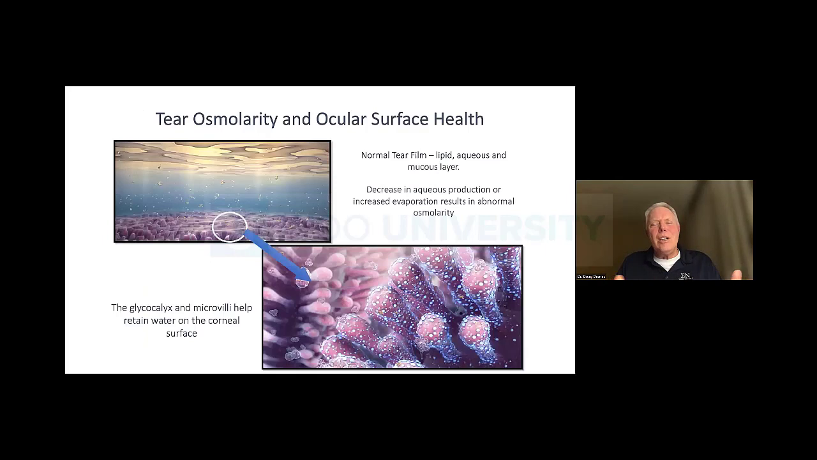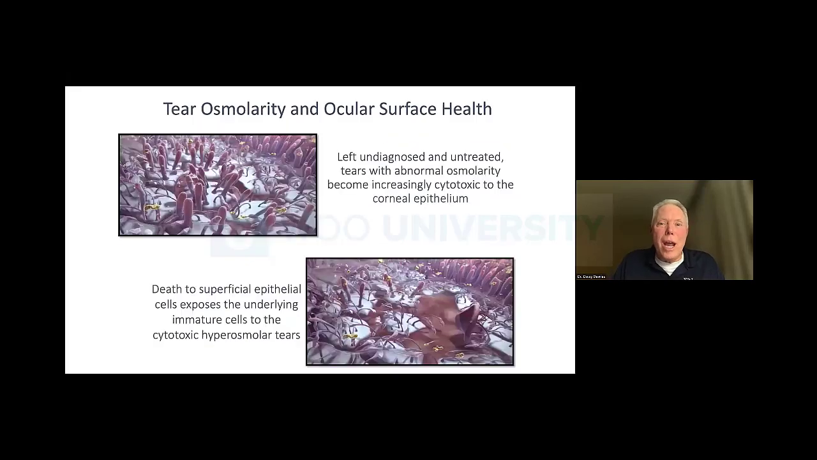So when we look at tear osmolarity, what is the big deal about it? What happens when we get hyperosmolar tears? We have this glycocalyx mixture in the microvilli, and what that does is that it retains moisture on the corneal surface. And when we have a decrease in aqueous production or an increased evaporation, then we can have an abnormal osmolarity. Well, what happens at that point?